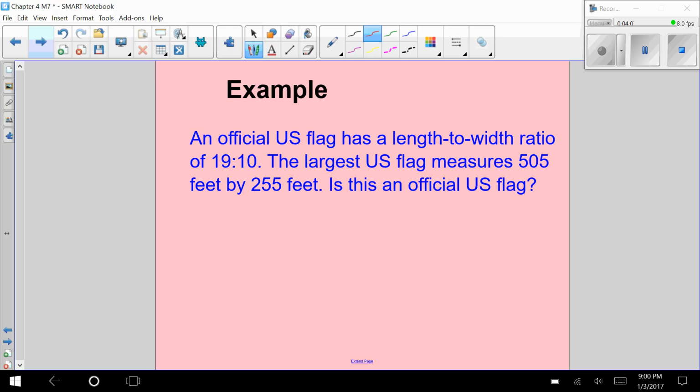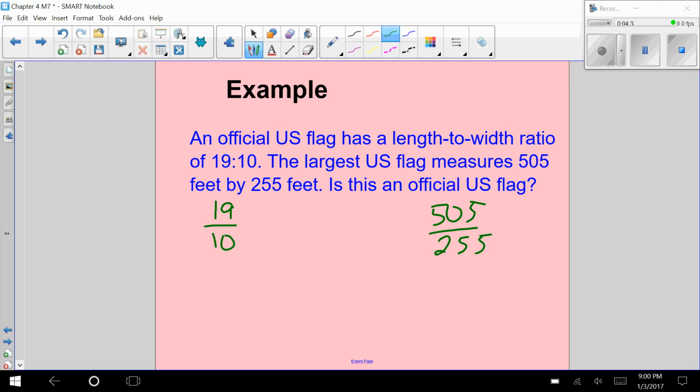So an official U.S. flag has a length-to-width ratio of 19 to 10. The largest U.S. flag measures 505 feet by 255 feet. We want to decide if it's an official U.S. flag. Let's look at our ratios. I like to write them as fractions. So 19 over 10 and 505 over 255.